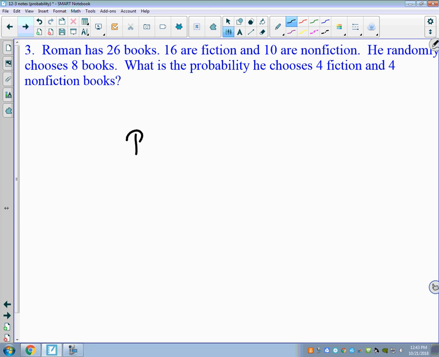Thinking about the lottery thing that we did, it can get a little more complicated. It says Roman has 26 books, 16 are fiction and 10 are nonfiction. He randomly chooses 8 books. What is the probability that he chooses 4 fiction and 4 nonfiction? So here's where things get crazier. I'm going to put NF for nonfiction. When you're talking about coins, every coin, whether you pull out the first dime or the second dime, it's either heads or tails. It's not a big deal.